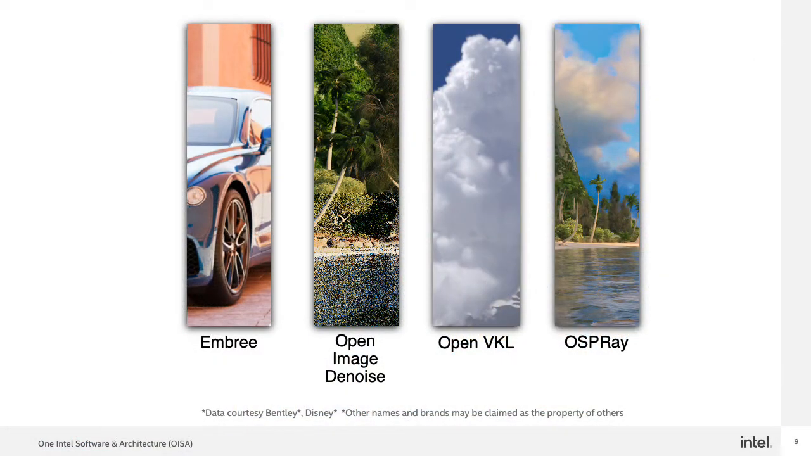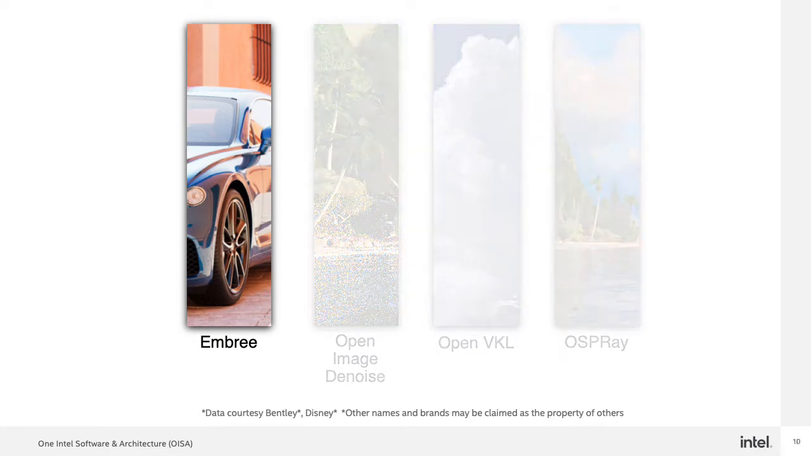So now let's move on from that overview picture and let's start diving down into each of these libraries. We're going to talk about Embree, then we're going to talk about OpenImage Denoise, Open Volume Kernel Library, or OpenVKL as we often say, and OSPRay. So we're going to start with Embree.